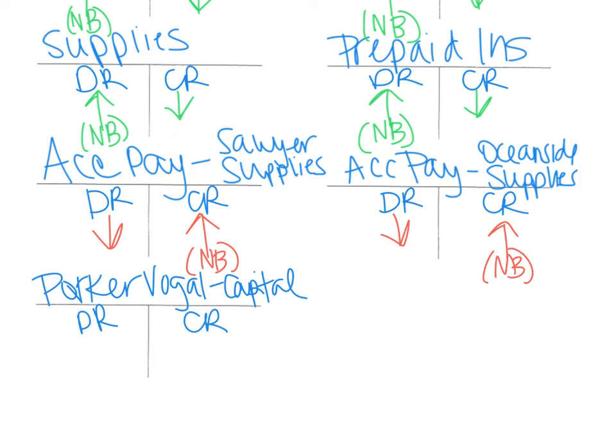And then finally, capital, remember, is our owner's equity account. So since it's on the right side of the accounting equation, owner's equity or capital is going to increase as a credit and decrease as a debit.